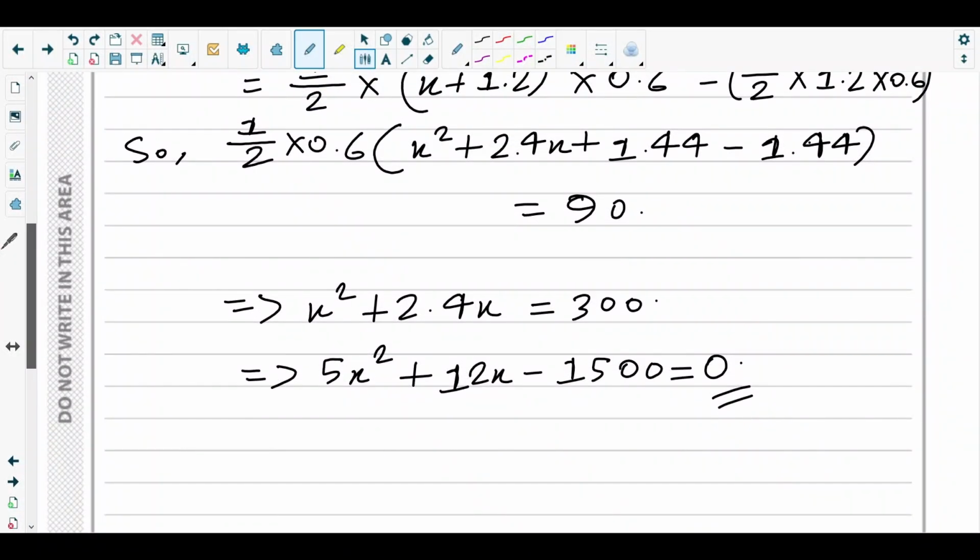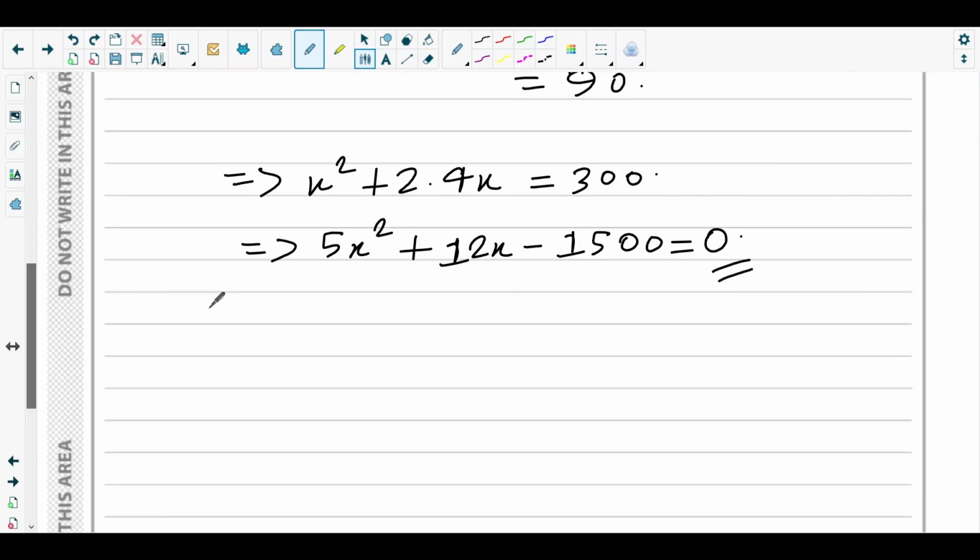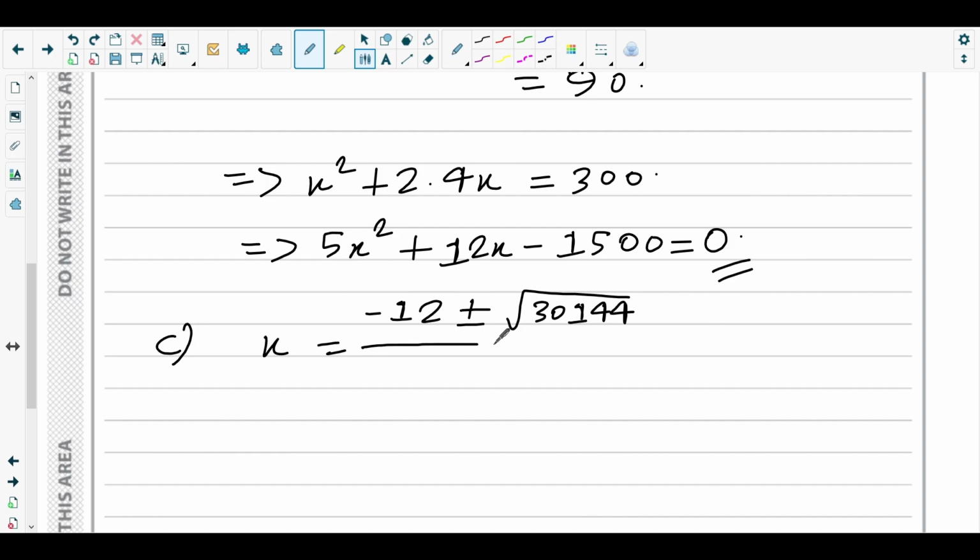Before that, we also need to figure out the value for x. At first, find the value for x by solving this quadratic equation. x equals minus b plus or minus square root of b squared minus 4ac, over 2a. So 12 squared minus 4 times 5 times negative 1500 gives 30,144, and 2a is 10.